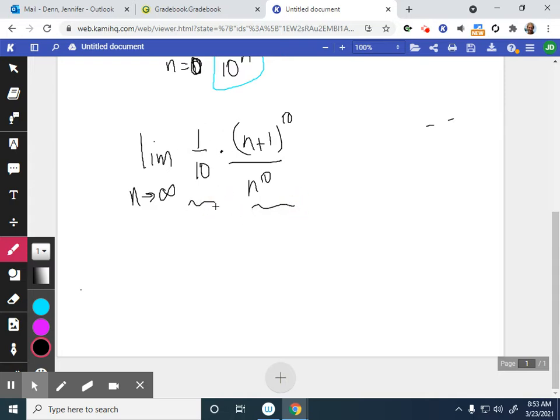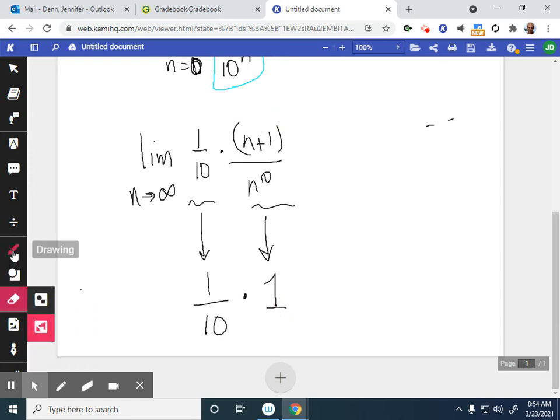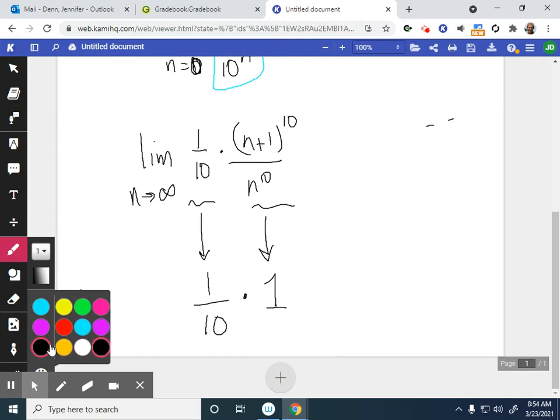Well, what does this part go to? 1/10 as n goes to infinity becomes 1/10. I don't have any n's in that part, so that's going to go to 1/10. This is going to go to 1 because the top and the bottom have the same degree. The top of this is a power of 10 plus a bunch of other terms, but who cares? They're inconsequential to us, and the power that is predominant on the bottom is also the 10th.